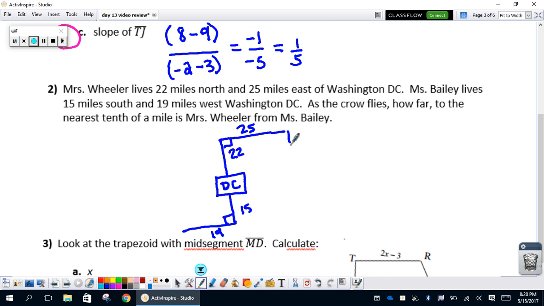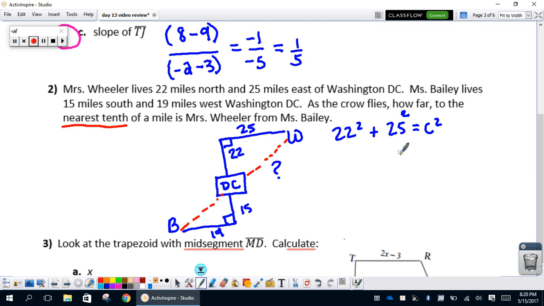So I think if you want to put a W for Miss Wheeler, a B for Miss Bailey, the question says, as the crow flies, so imagine you're a crow, to the nearest tenth of a mile, how far away is Miss Bailey from Miss Wheeler? Okay, so here you're just doing Pythagorean theorem. So you need to find that side, which is the hypotenuse. 22 squared plus 25 squared equals c squared. And it says to the nearest tenth, so whatever you get, you want to round it to the nearest decimal. And then for me, you have to do 15 squared plus 19 squared equals my c squared.